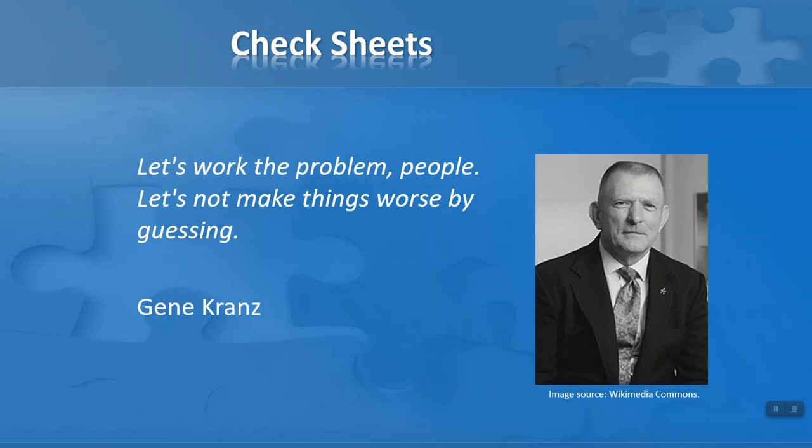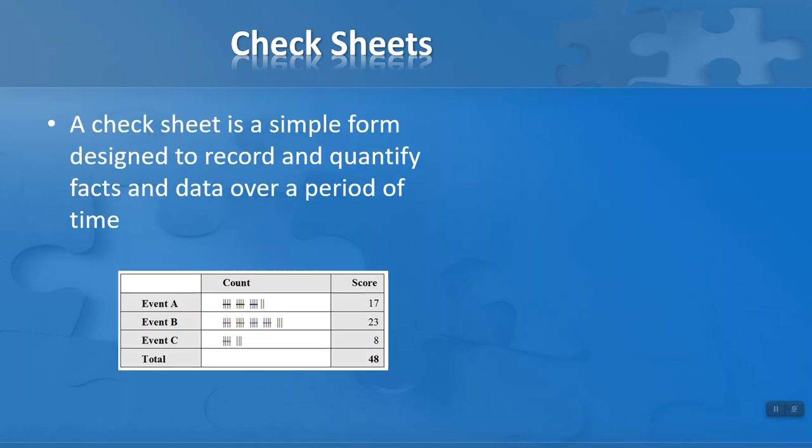Let's start off by using a quote. This one is from Gene Kranz, an American space engineer. And he once said, "Let's work the problem, people. Let's not make things worse by guessing." So in other words, we need to figure out what is happening and we need the evidence for what's causing that. We don't want to guess what it is. Now, there will be times when you may have to guess, but we want evidence and we're going to use a check sheet to help us gather evidence.